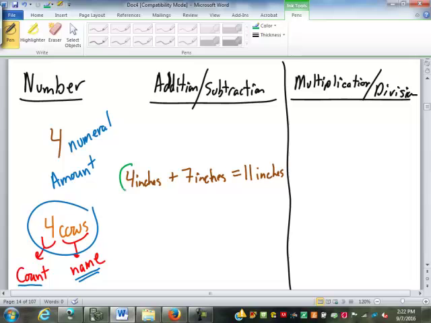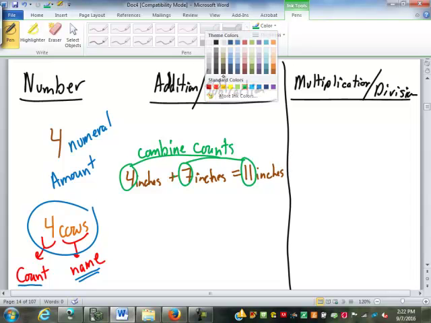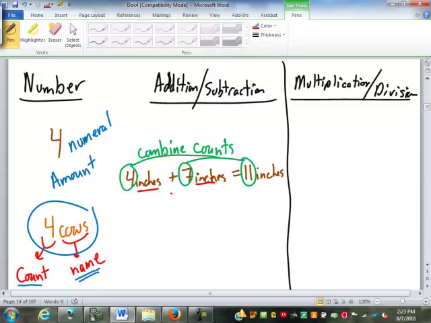Let's take a look at what happened with our 2 parts of the number. We've got our counts here, 4 and 7. They ended up making 11. We're adding here, so we combined them with addition. So when we add numbers, we combine the counts. Let's look at the names. We had inches, and it became inches. It just stayed inches. So when we add numbers, we keep the same name.